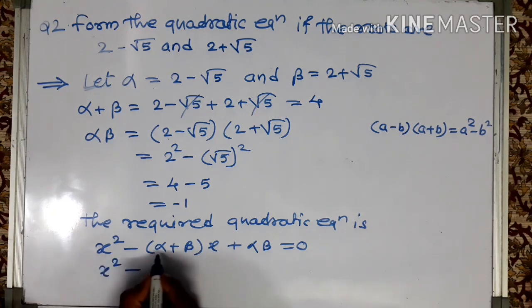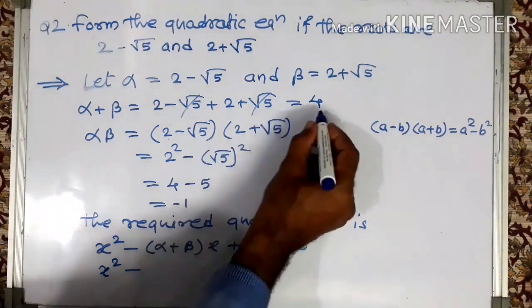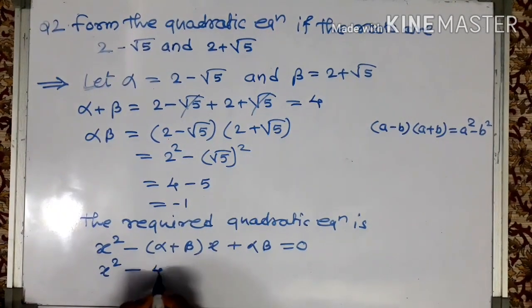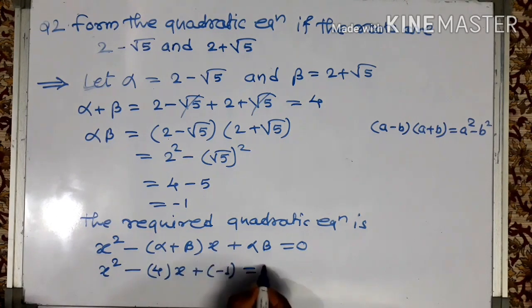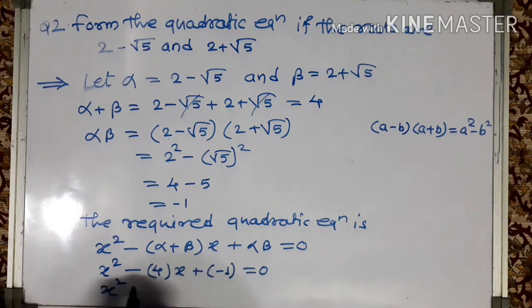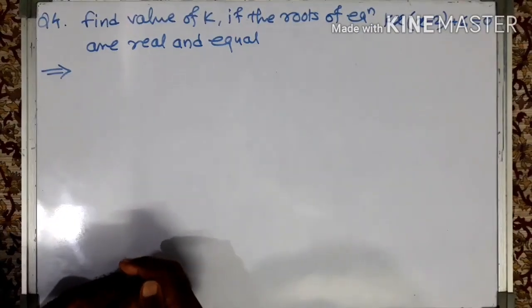x square minus alpha plus beta; value of alpha plus beta is 4, into x plus value of alpha into beta is negative 1 equals 0. Then x square minus 4x plus minus 1 equals 0. This is the required quadratic equation. Let us see another example.